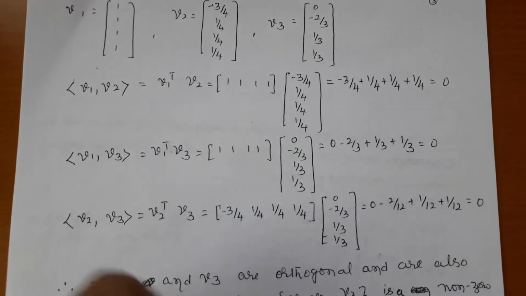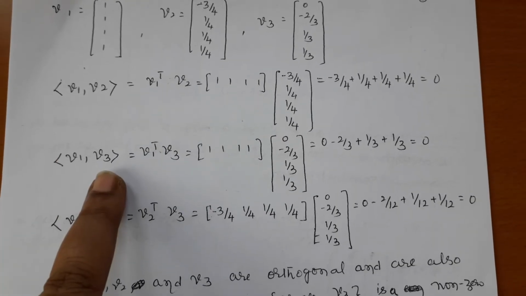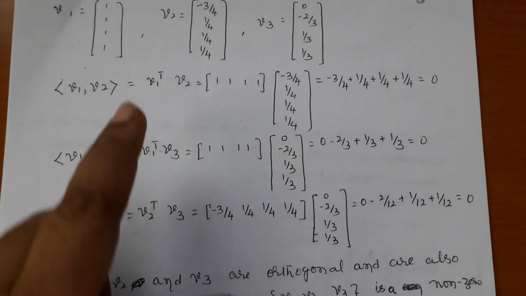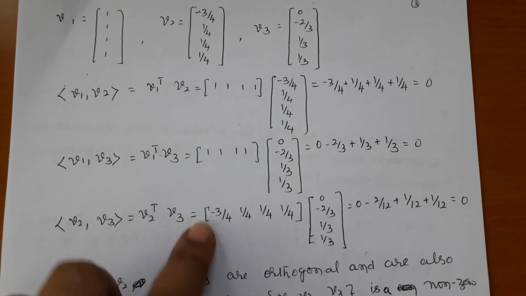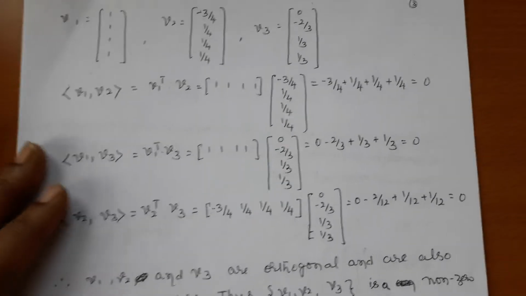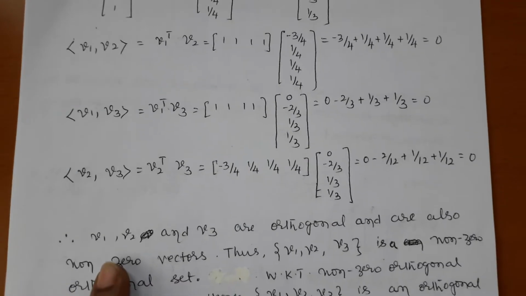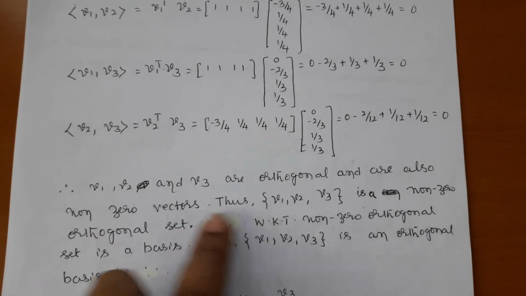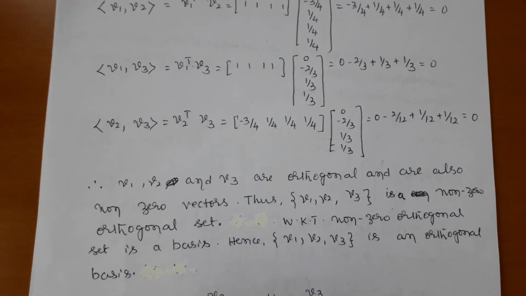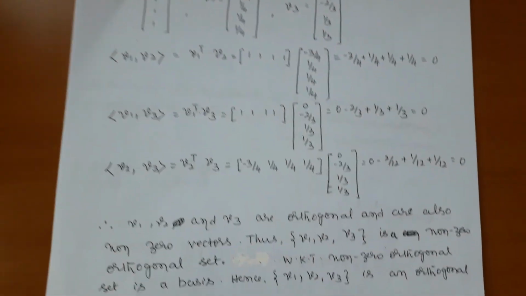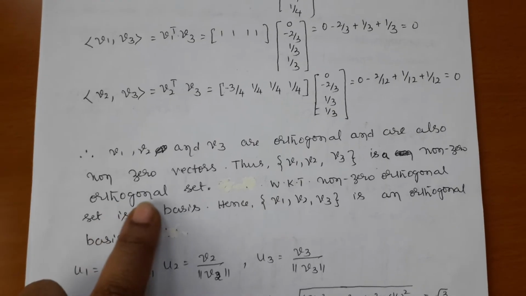I have to verify whether it is orthogonal or not. How to verify? Take the inner product of V1 comma V2, the inner product of V1 comma V3, and the inner product of V2 comma V3. That is V1 transpose V2, V1 transpose V3, and V2 transpose V3. You know how to calculate this part, already explained in the Gram-Schmidt process. If all are 0, then we say that V1, V2, V3 are an orthogonal set, and also non-zero vectors, because V1, V2, V3 are clearly non-zero vectors. Thus V1, V2, V3 is a non-zero orthogonal set.